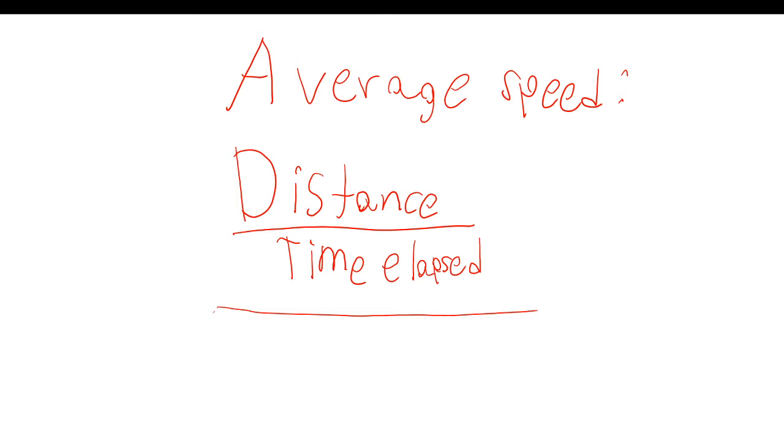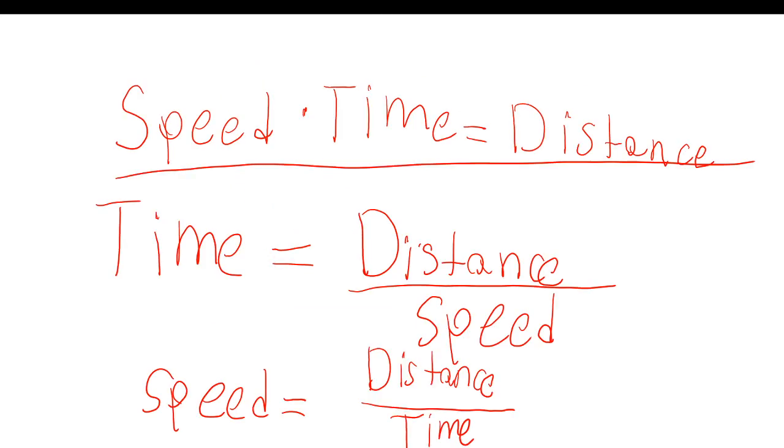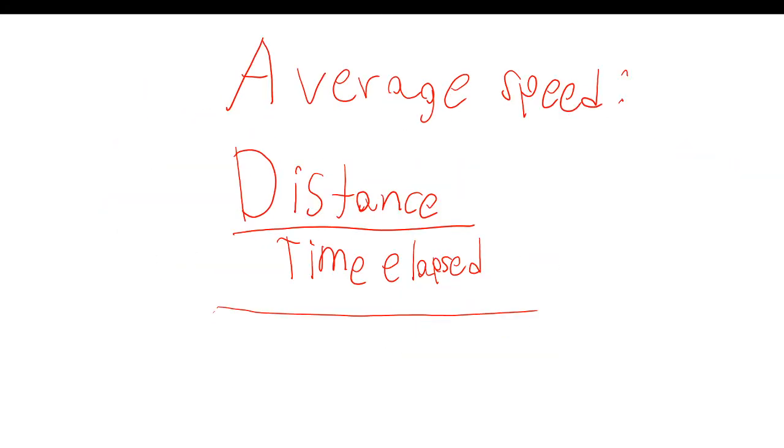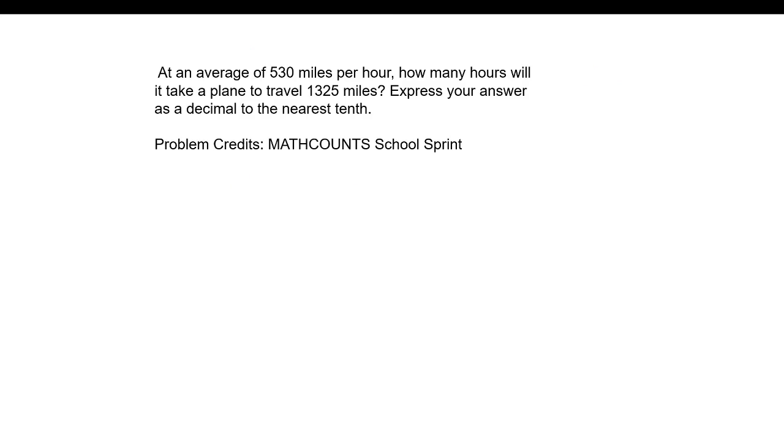So now that we know what average speed is, we know our formulas, this is all you need to know for speed problems. The rest is just applying proportion. We've talked about inverse and direct proportion. All you need to know is proportion and all the stuff we just talked about, the formulas. So let's get into our problem.